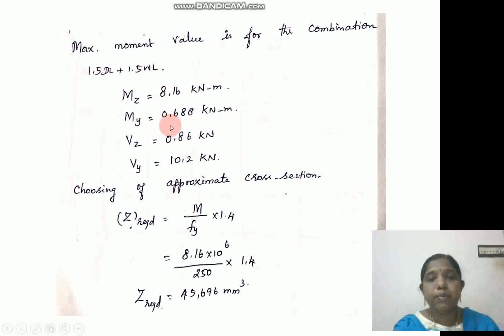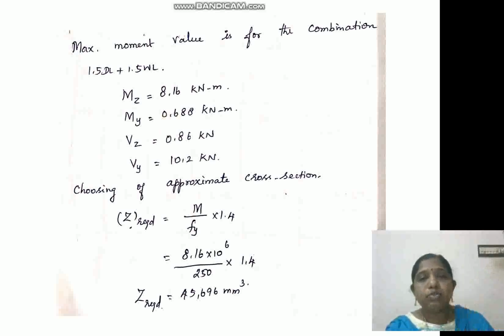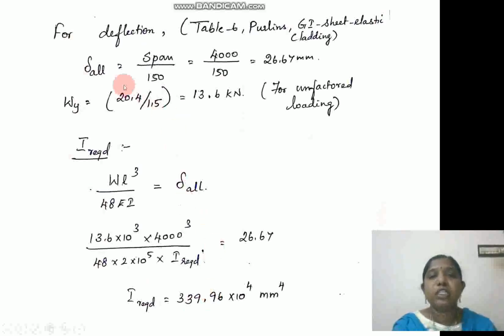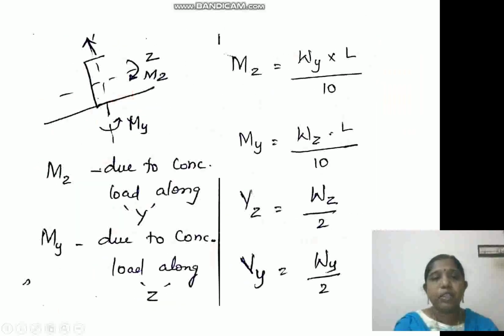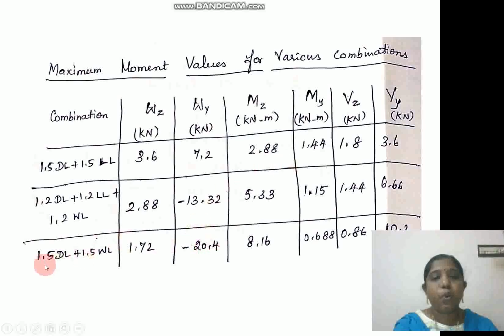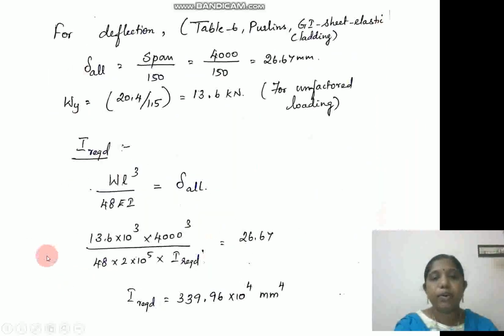Now you have to design the purlin as a beam member. So as usual, we will calculate the Z required. So Z required is equal to M by Fy into 1.4. If you multiply, you will get what is Z required. And based on the span for deflection criteria, we know the maximum force is along Y direction, that is Wy, but this is a factored loading. You might have seen here, this 20.4 is for 1.5 factored loading. So you have to divide it by 1.5, and this is your concentrated load, because for deflection you have to use unfactored loading. So for unfactored loading, this is 13.6 kilonewton.